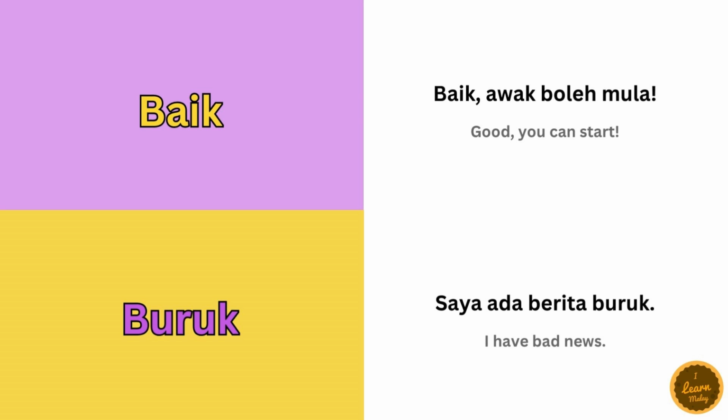Baik, awak boleh mula. Good, you can start. Baik could also mean alright. Sometimes we add the extra particle lah or la after the word baik. For example, baiklah, awak boleh mula. Here, it is not appropriate to translate the word baik as kind in this sentence. Awak means you, boleh means can or able to, and mula means to start.